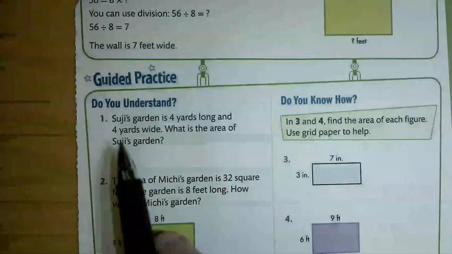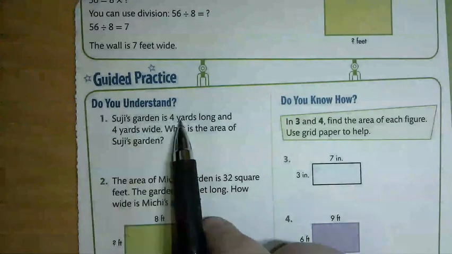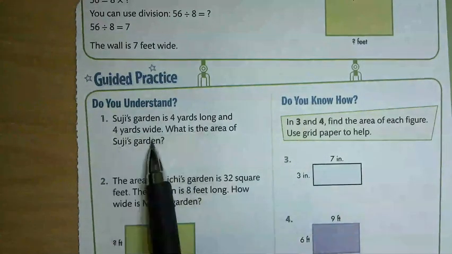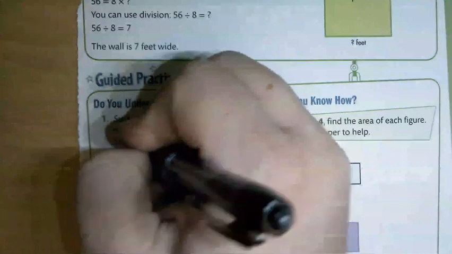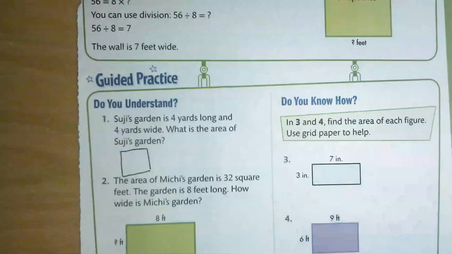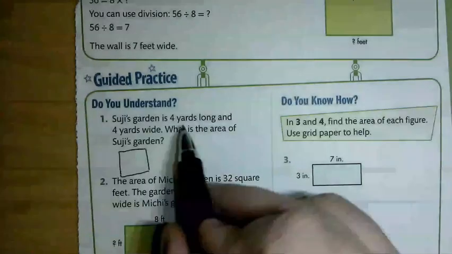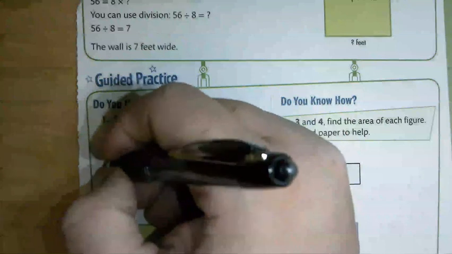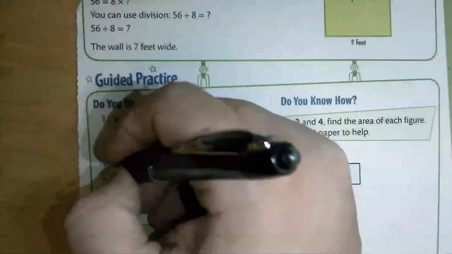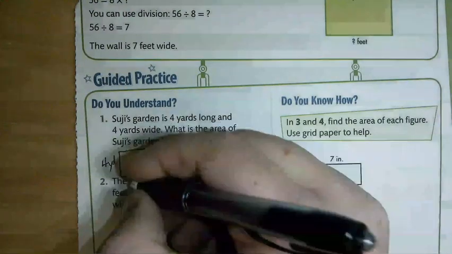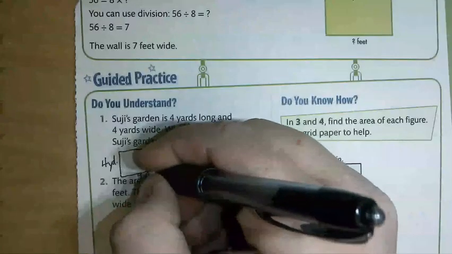All right, it says Suji's garden is 4 yards long and 4 yards wide. What is the area of Suji's garden? Well, instead of drawing my picture and then making sure that I draw all of my little boxes, I'm going to draw my picture, but I'm just going to use the numbers. It's 4 yards long, so I'm going to put 4, and then we abbreviate yards with YD. So 4 yards, and then it's 4 yards wide. So I'm going to put 4YD.